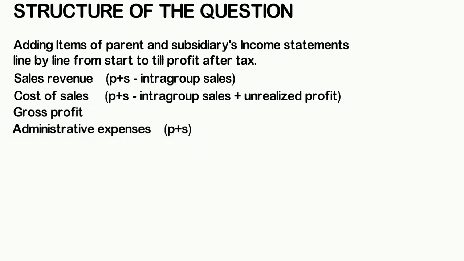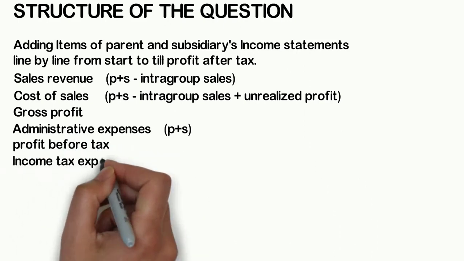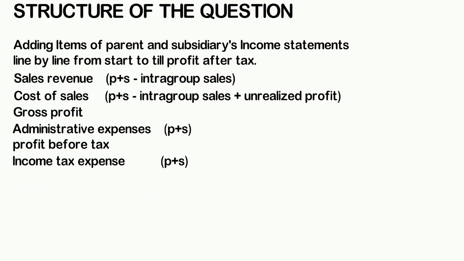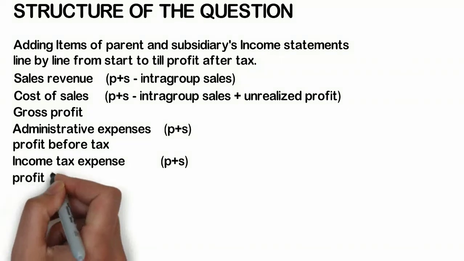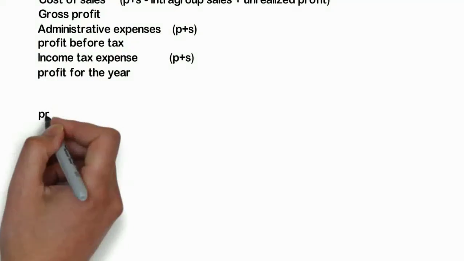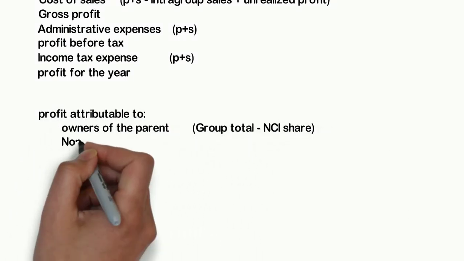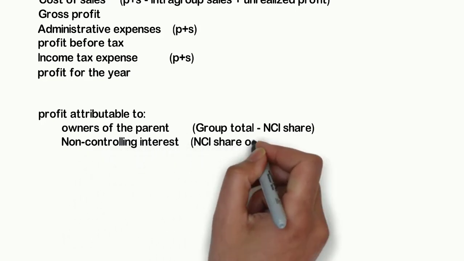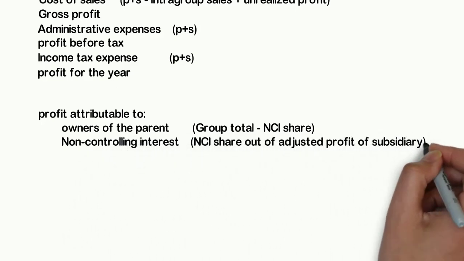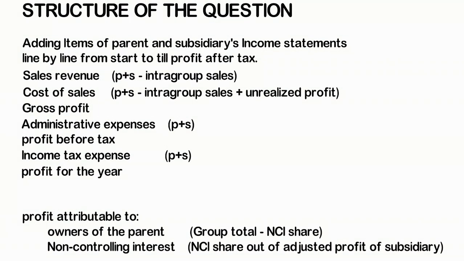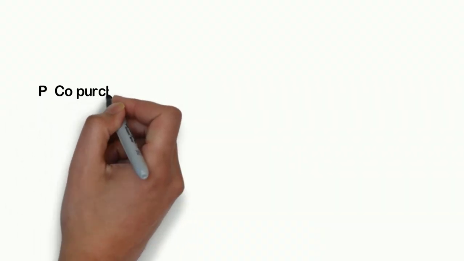Administrative expenses are also added up together and subtracted from gross profit to reach the profit before tax. After adding up income tax expenses for both parent and subsidiary, we get the consolidated profit after tax for the year. Now this is the profit that needs to be distributed to owners of the parent after deducting the share of NCI. The NCI share is calculated by multiplying the NCI percentage with the adjusted profits of the subsidiary. Let's see a simple solved example.